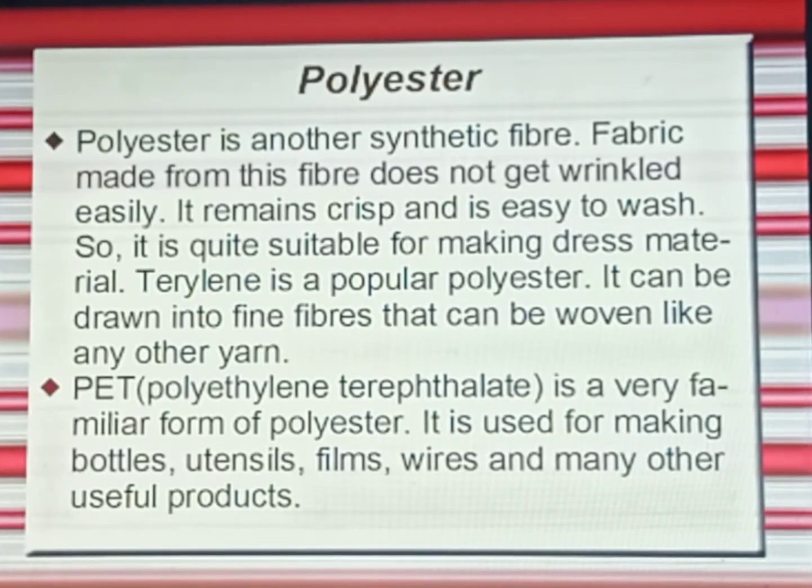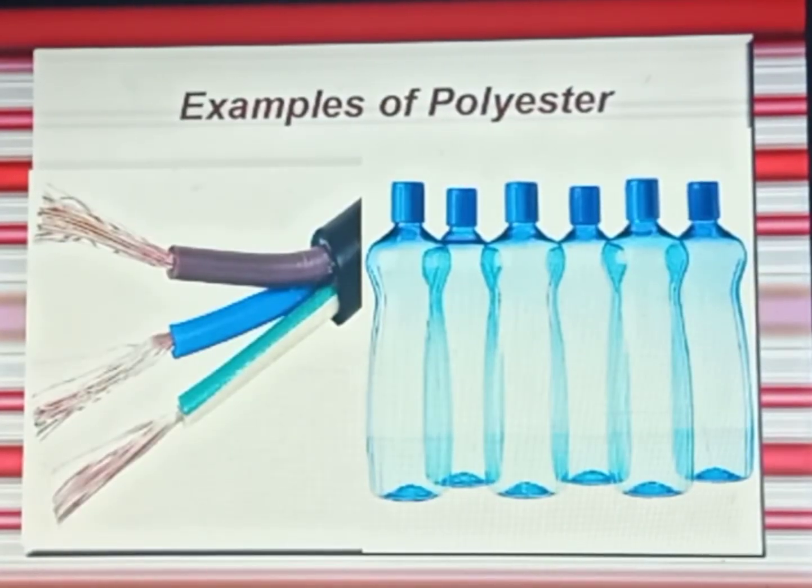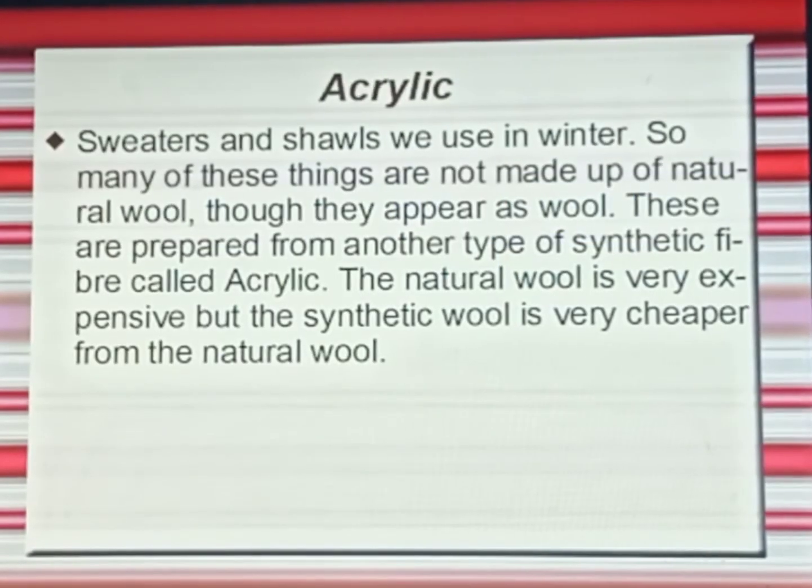It is used for making bottles, utensils, films, wires and many other useful products. So PET is also just like a polyester, and many of the examples are also here, such as bottles, utensils, wires and films. Here are some examples of polyester: wires and bottles. You can see here plastic bottles, manufactured from plastic or polyester.